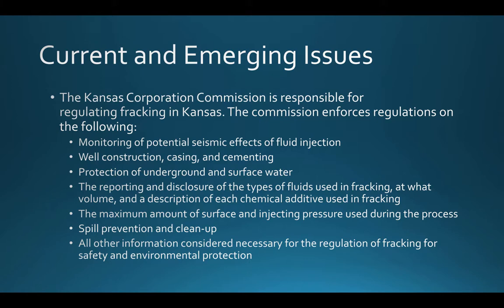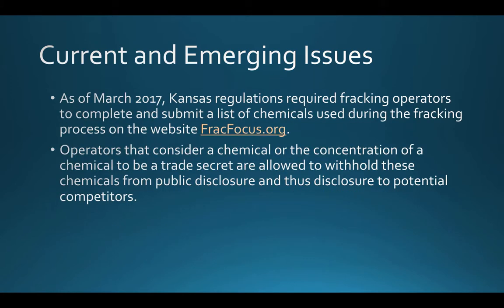So let's dig a little deeper into this. As of March 2017, the Kansas regulations require fracking operators to complete and submit a list of chemicals that are used during the fracking process. That sounds great. However, operators that consider a chemical or concentration of chemical to be a trade secret are allowed to withhold these chemicals from public disclosure, and thus disclosure to potential competitors. And I think that's probably one of the bigger problems that the public now has with this fracking process, is there's not the transparency that we would like to see with it.